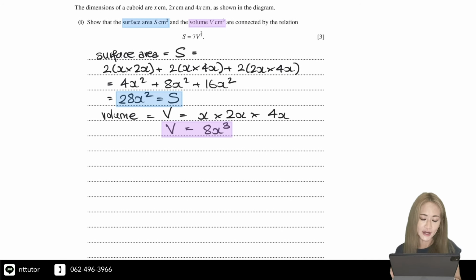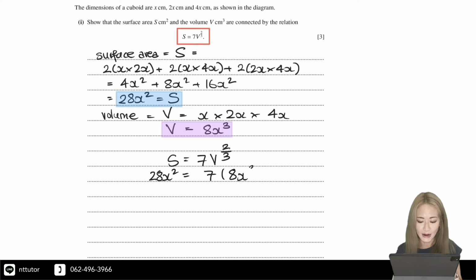We need to prove that S is equal to 7 multiplied by V to the power of 2 over 3. So if we directly substitute the S in terms of x and the V in terms of x, we can check whether both sides will be equal. So for S equals 7V to the power of 2 over 3, that means that 28x squared must equal 7 multiplied by (8x cubed) to the power of 2 over 3.